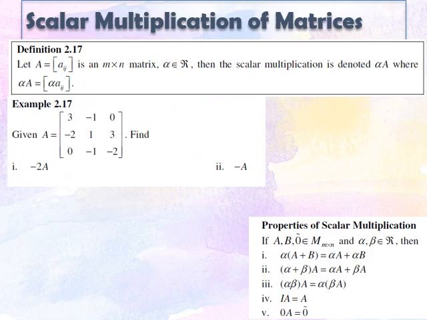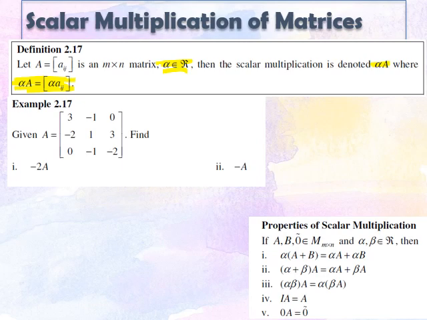Next is scalar multiplication. Very simple. When we have a scalar, a real number, alpha, then the scalar multiplication is denoted as alpha A, where we multiply alpha to each element of A.